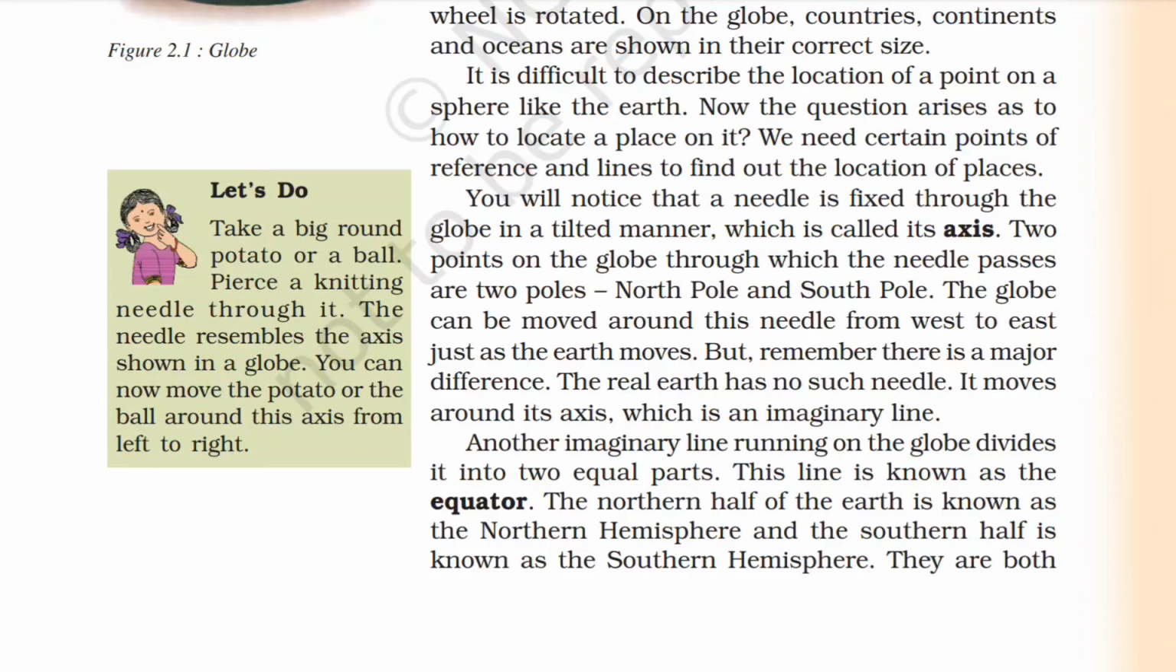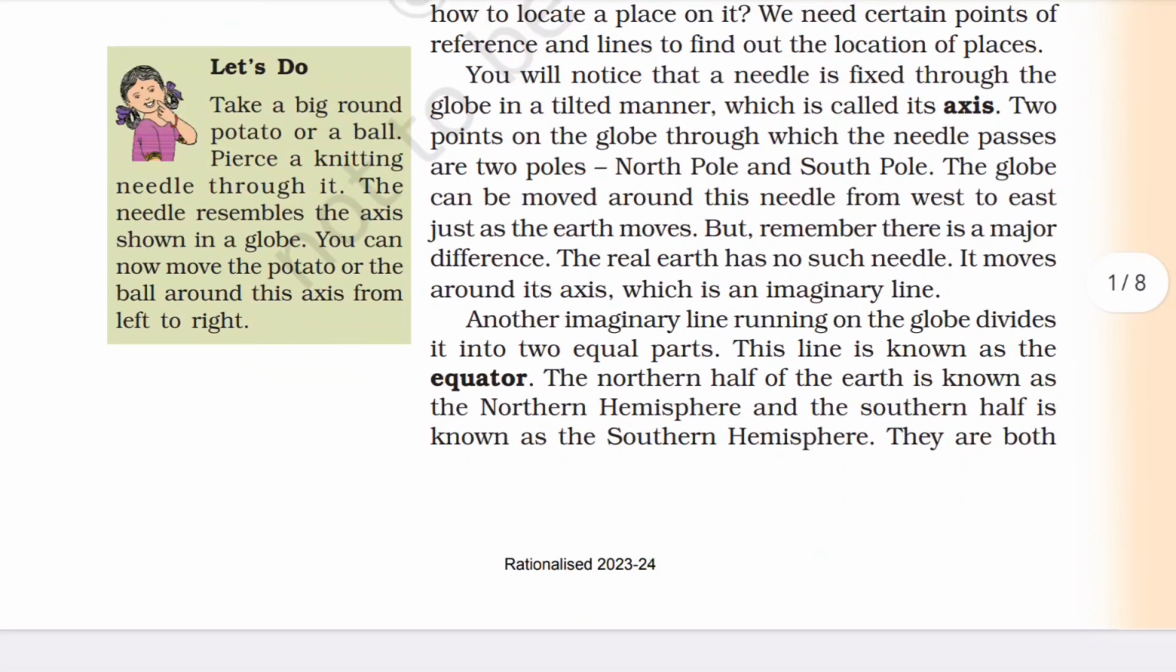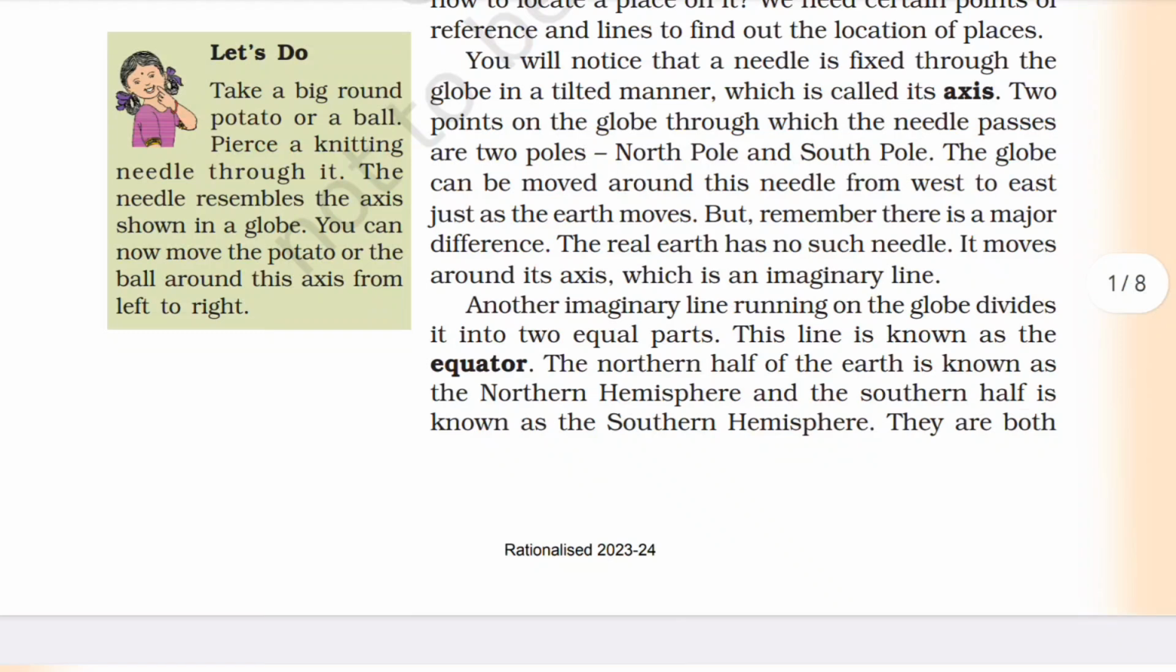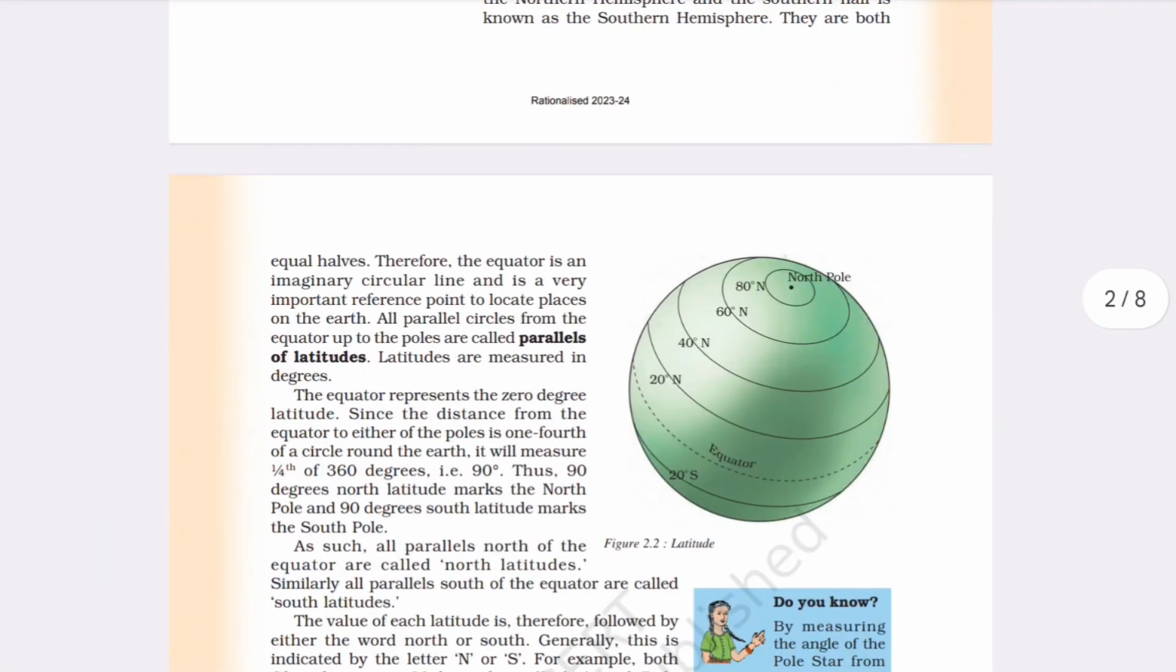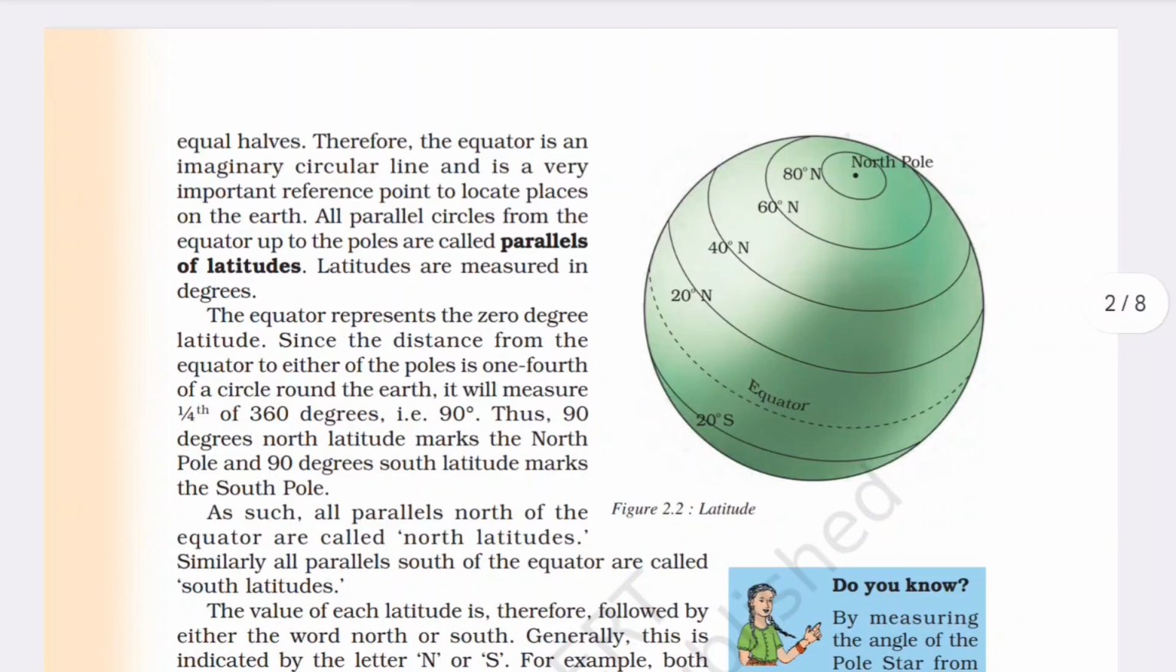But remember, there is a major difference. The real Earth has no such needle, it moves around its axis, which is an imaginary line. Another imaginary line running on the globe divides it into two equal parts. The line is known as the equator. The north half of the Earth is known as the northern hemisphere and the south half is known as the southern hemisphere. They are both equal halves, therefore the equator is an imaginary circular line and is a very important reference point to locate places on Earth. All parallel circles from the equator up to the poles are called parallels of latitude.